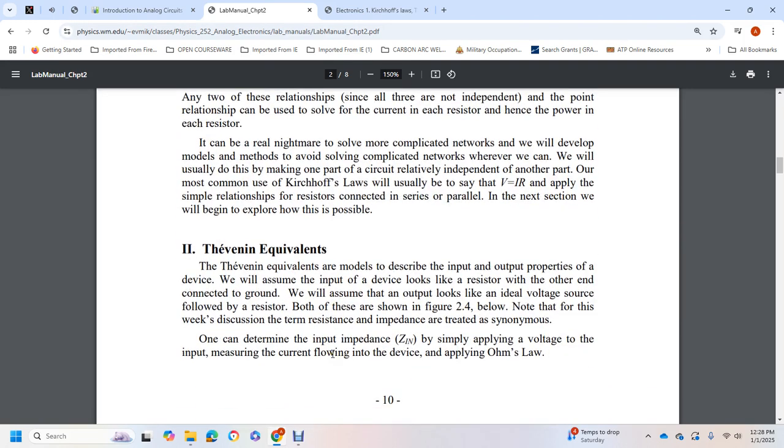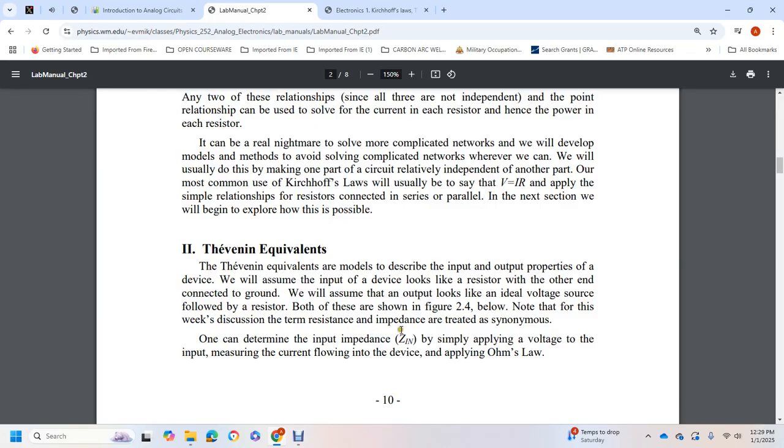The Thevenin equivalent. Thevenin equivalents are models to describe the input-output properties of a device. It will assume what the input of the device looks like, a resistor to ground, and will assume what the output looks like, an ideal voltage source with a resistor, as shown in figure 2.4. Note that for this week's discussion, the terms resistance and impedance are used synonymously.